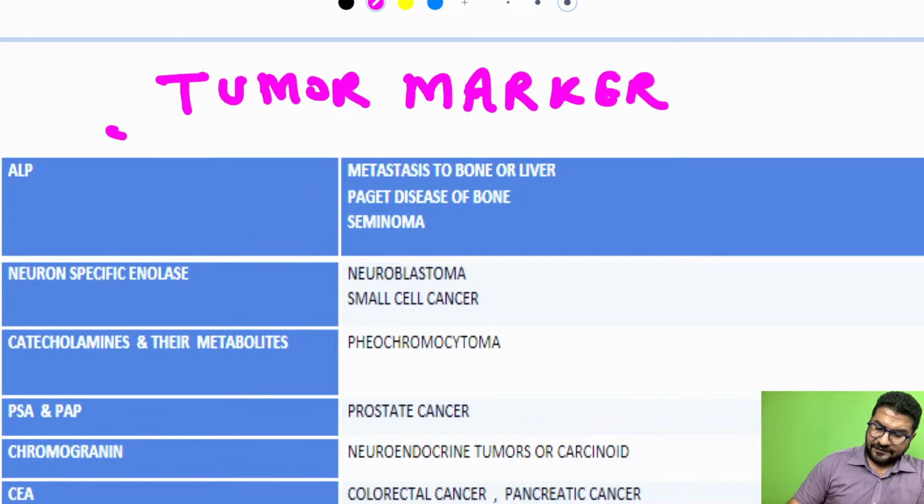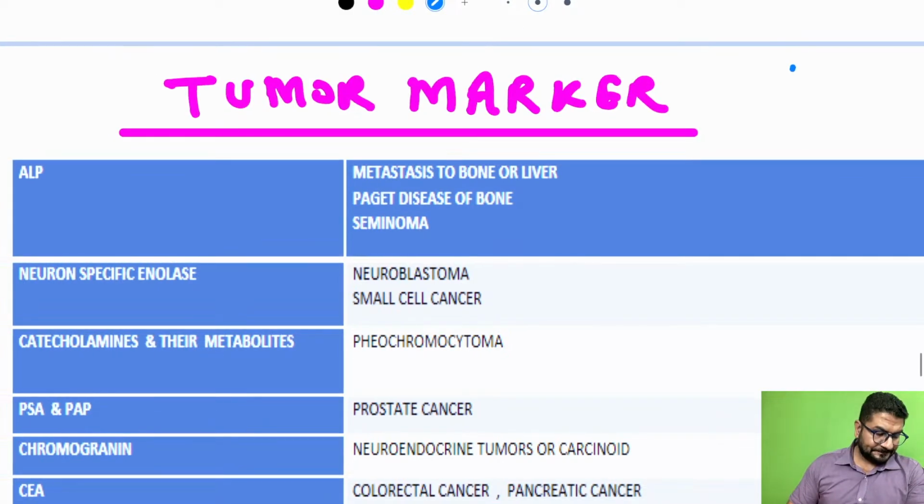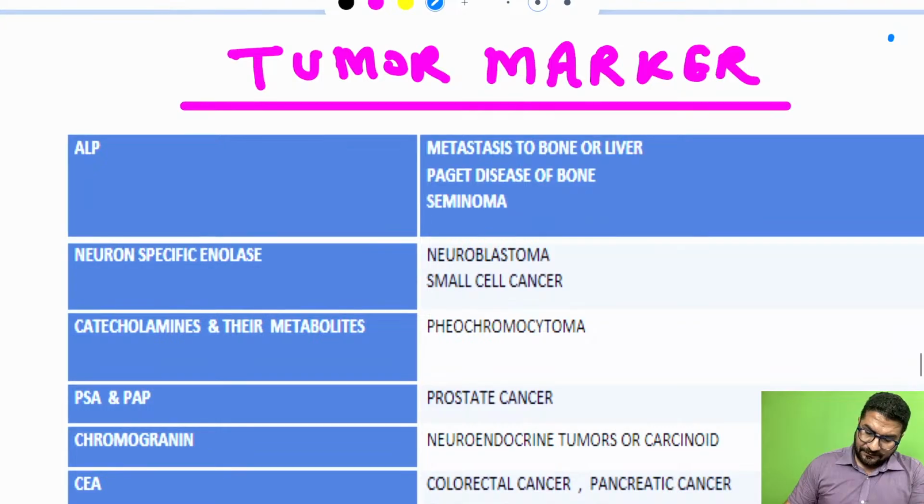So this is like a rapid revision. The purpose of this class is to give you maximum information in minimal time. So that is our strategy here. So ALP means alkaline phosphatase.